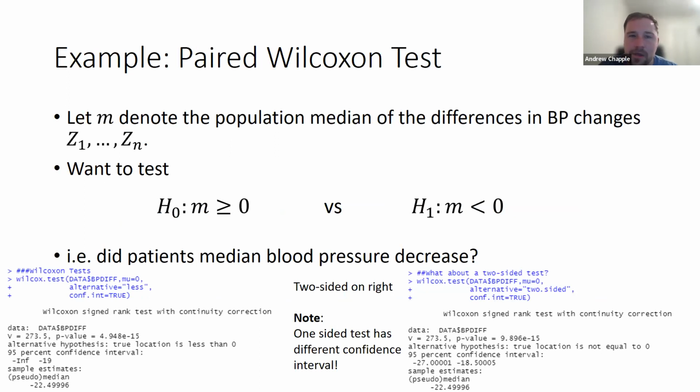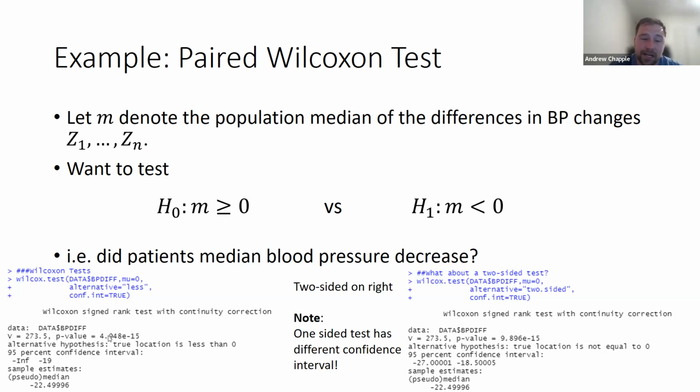So a similar example, a paired Wilcoxon test, right? I want to test that the median here is bigger than or equal to 0 versus the median is less than 0. And so you can see here, on the left side, I'm using the wilcox.test function. I'm plugging in data BP diff, that's the blood pressure differences. My mu, the median I'm testing, is 0, and I'm saying alternative is less and conf.int equals true. Again, whenever I'm doing a Wilcox test, I have to provide conf.int equals true if I want it.